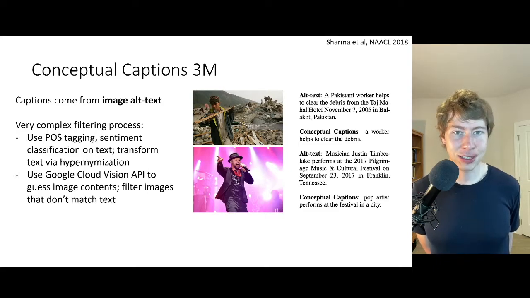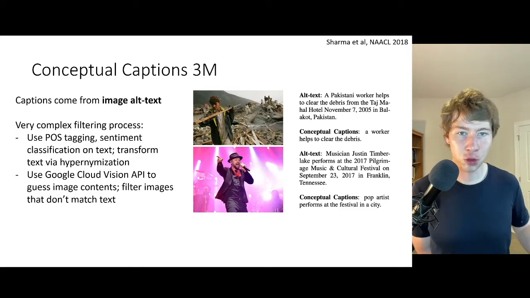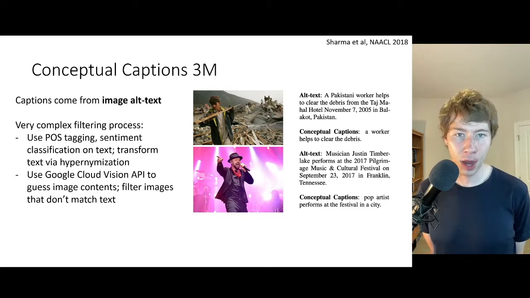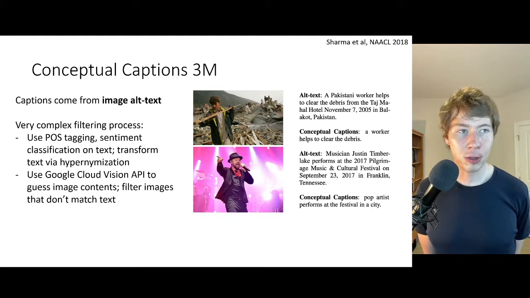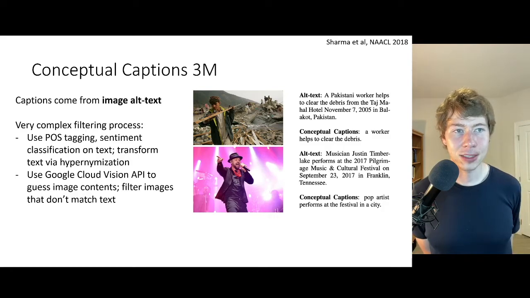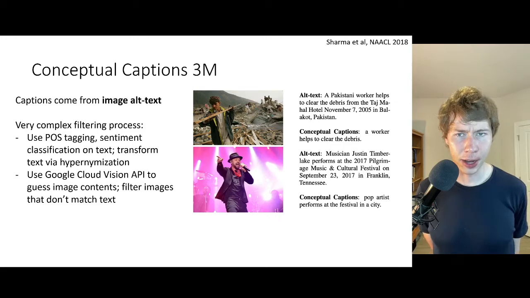This image alt text strategy is very clever, but image alt text tends to be extremely noisy. So to get any useful data out of it, Conceptual Captions has to use an extremely complicated, heavyweight filtering and pre-processing pipeline. They use part-of-speech tagging and sentiment analysis on the language and use a bunch of heuristics to try and throw away pieces of text that are not interesting. They also summarize and rephrase the text using, again, NLP techniques to throw away proper nouns and dates and things like that, and clean it up and make it more generic.